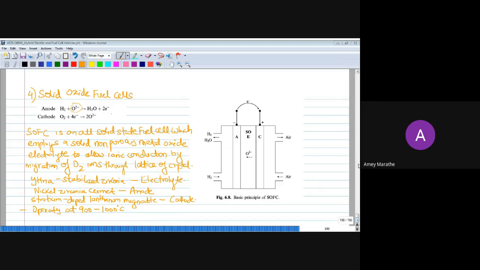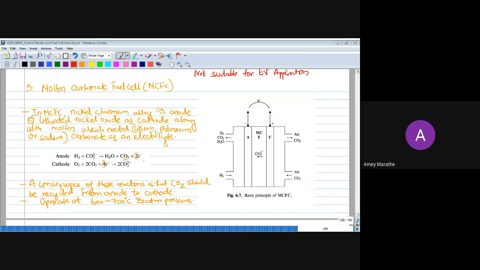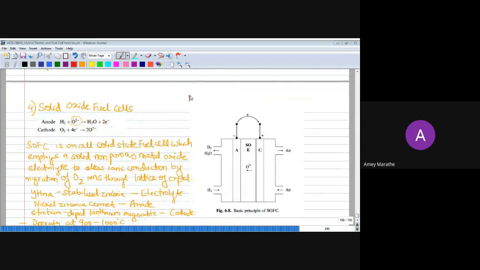So molten carbonate fuel cell, let me also write it down here, not suitable for EV application because of high temperature. Solid oxide, again, not suitable for EV application.